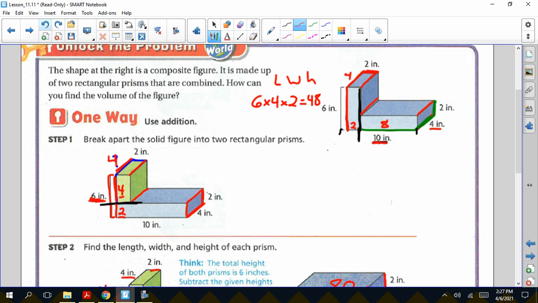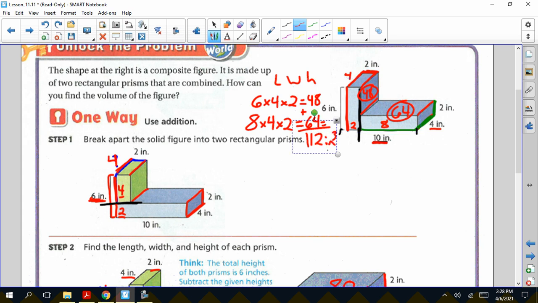So now we're going to take 8 times 4 times 2. 8 times 4 is 32. 32 times 2 is 64. So this piece is 64 inches cubed. This one is 48 inches cubed. Add them together, and again, we would get 112 inches cubed.